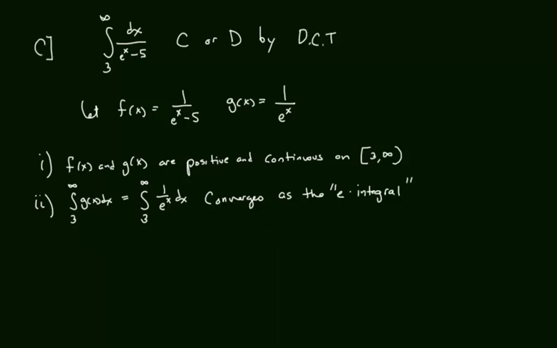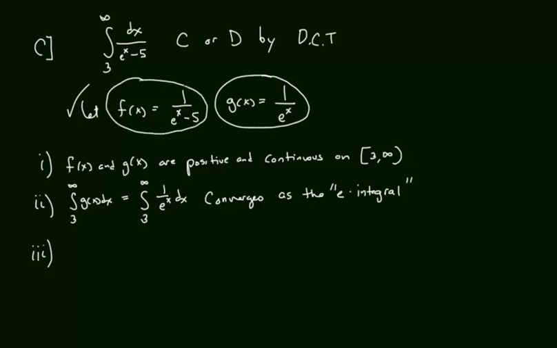Example C is the same exact integral, and we want to talk about converging or diverging using the direct comparison test. So it would start off the same, let f and g equal. Step 1 is identical, step 2 is identical, and then step 3 is where they differ. So if you know this well, in the direct comparison test, we know that the integral of g of x will converge. So we would need to show that f of x is always less than or equal to g of x, and then we would say that it converges also.